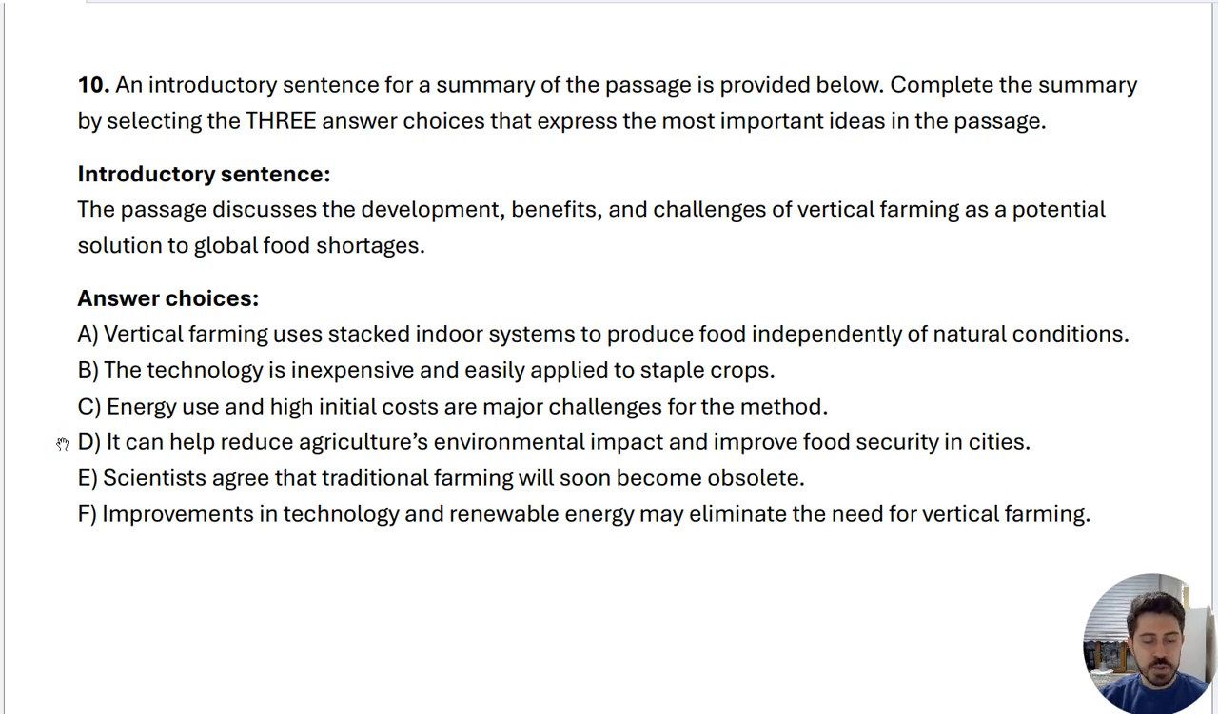If we divide this passage into 4 parts, we can say that it starts with a general introduction related to vertical farming, then continues with how vertical farming works, then moves on to the challenges of vertical farming, and then finally finishes with the future potential of this method. Options B, E, and F are all incorrect based on the passage.